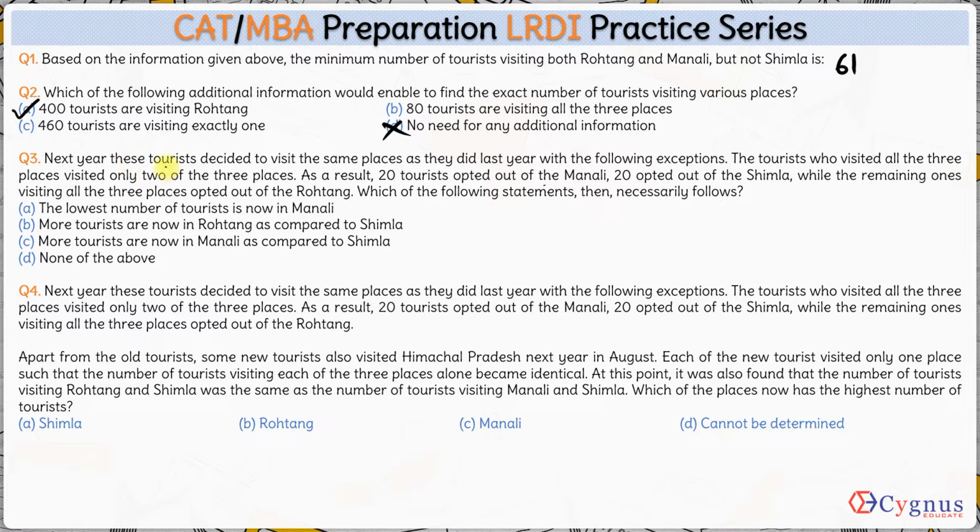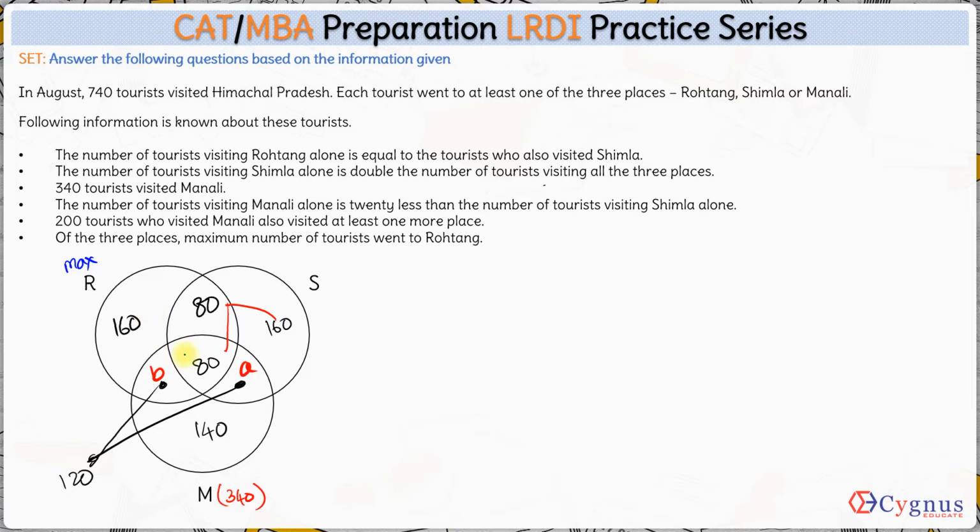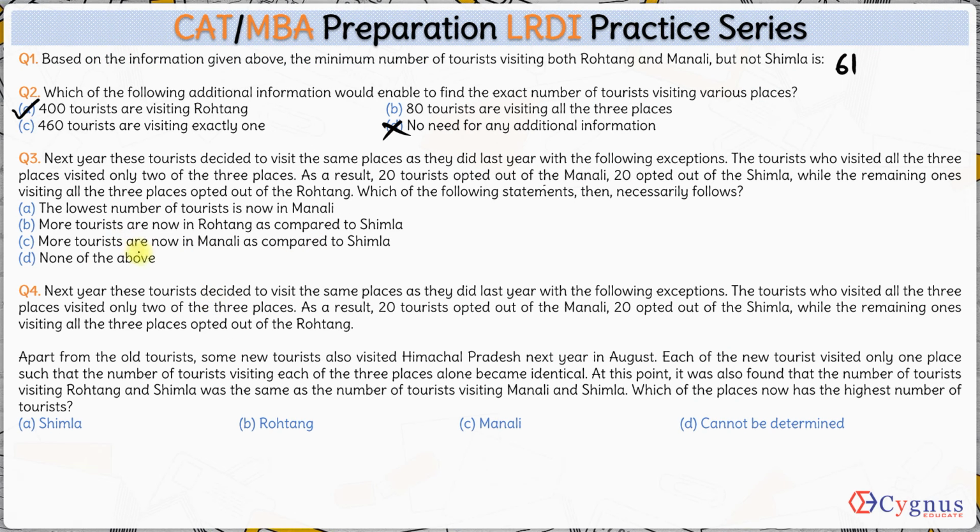Next year, these tourists decided to visit the same places as they did last year, with the following exceptions. The tourists who visited all three places will visit only 2 of the 3 places. There were 80 tourists who visited all 3 places last year, but not all of these 80 will visit all three places again. They are going to visit exactly two of the three places. And which two? Let's see the information given ahead.